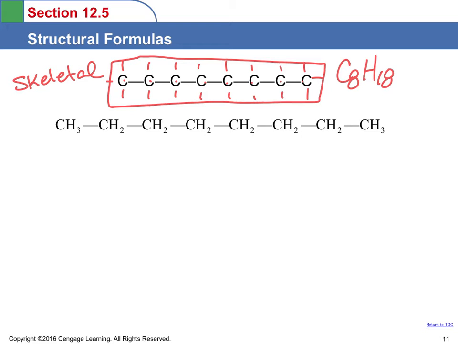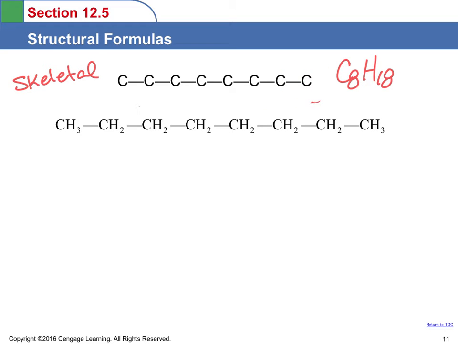These skeletal structures work depending on what you're doing. If we're trying to do chemical reactions or something, they're not overly helpful because usually we want to see that carbon-hydrogen bond. But sometimes it is a little bit easier just to look at those carbons. So skeletal structures are one more way to draw our molecules.